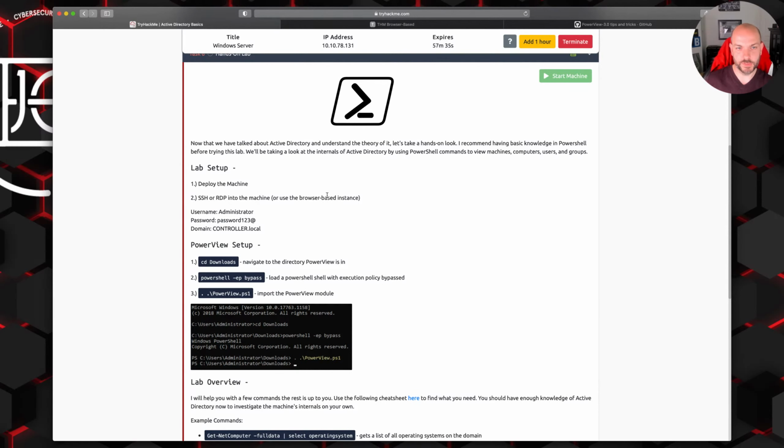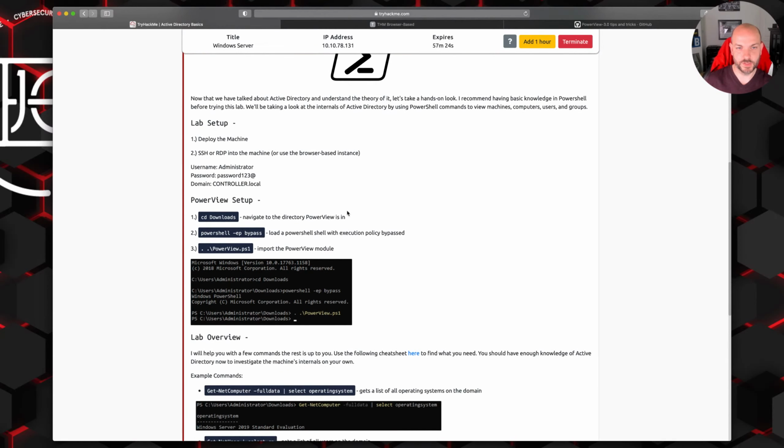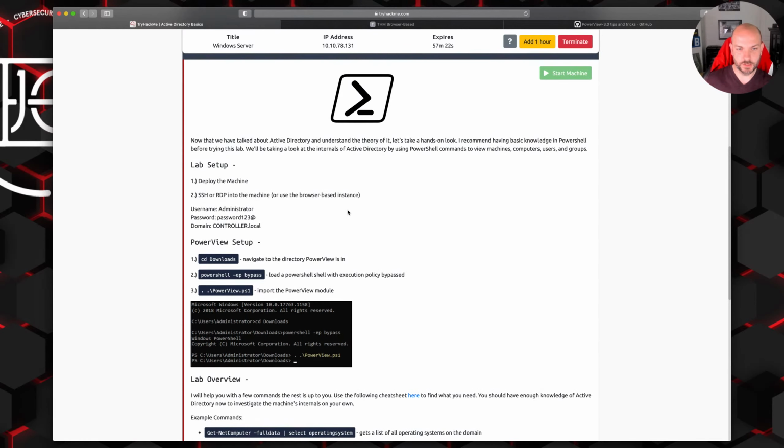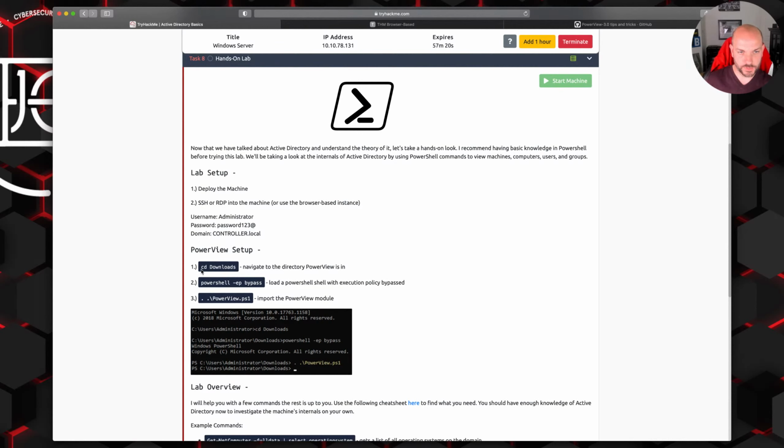SSH or RDP into the machine. I already gave that a test, so I'm just going to SSH in. Since we're just using the command line for this stuff, we don't really need to RDP into it. So just SSH, and then we're going to take a look and see what they want us to do.